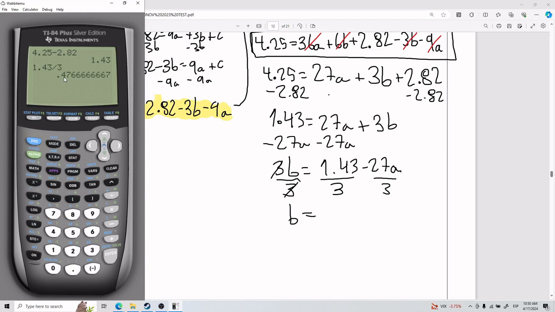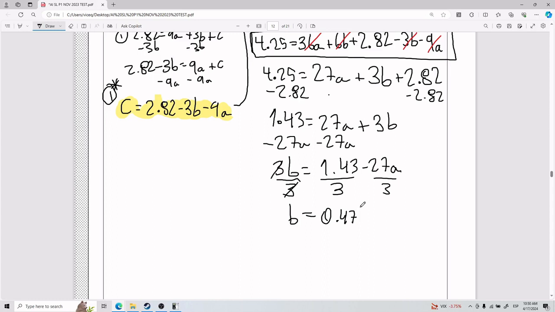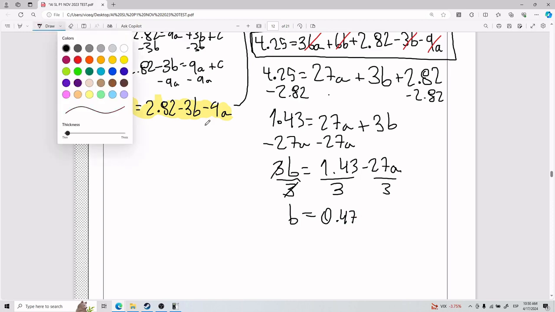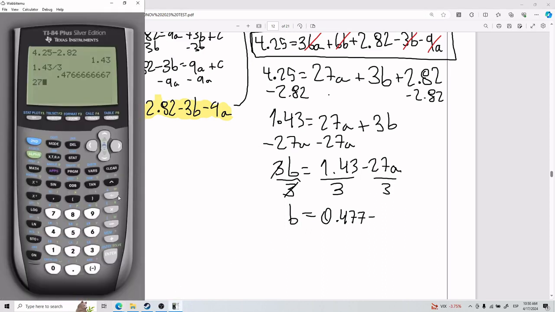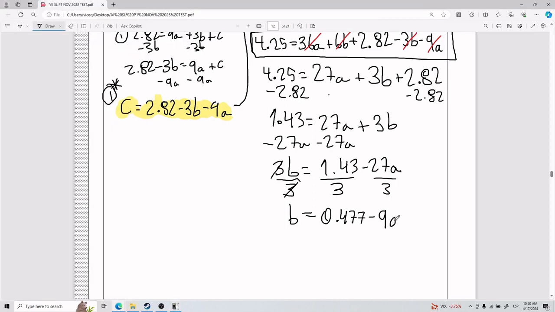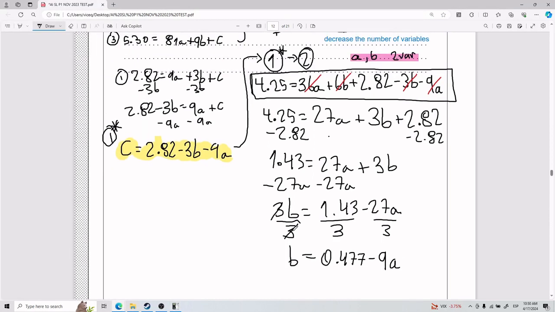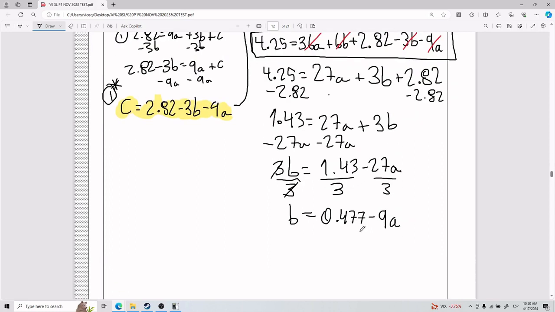0.476. Now, if you want to do this in significant figures, you would count 1, 2, 3. Do you round it up or keep it the same? You round it up, so we're going to leave it as 0.477. Minus 27 divided by 3, I'm pretty sure is 9, but we all double check sometimes. 9, so 9A. So from here, we just found that B = 0.477 - 9A.